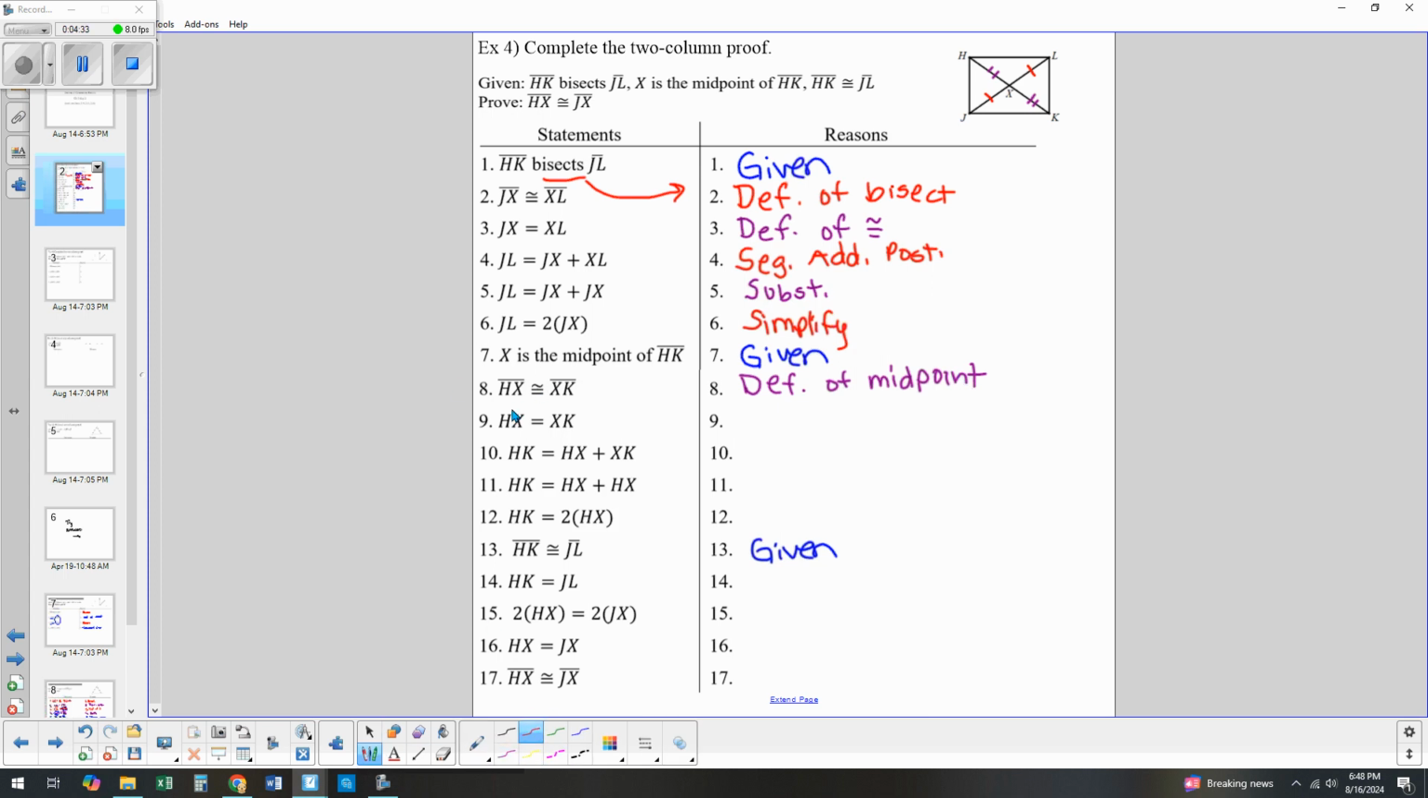So just like before, if I had the segments being congruent and now their measures are equal, we're going to call that the definition of congruence. And we're going to notice a pattern here, and sometimes proofs are going to do this. I now have HK equals HX plus XK. So I'm saying the whole segment HK is equal to HX plus XK, so that's segment addition postulate.